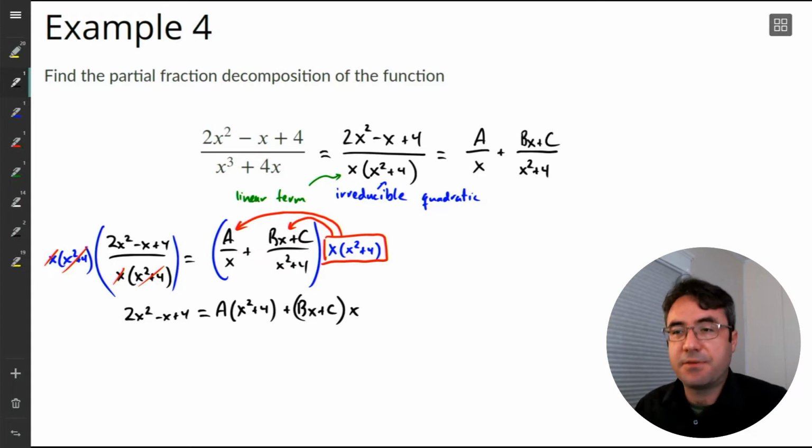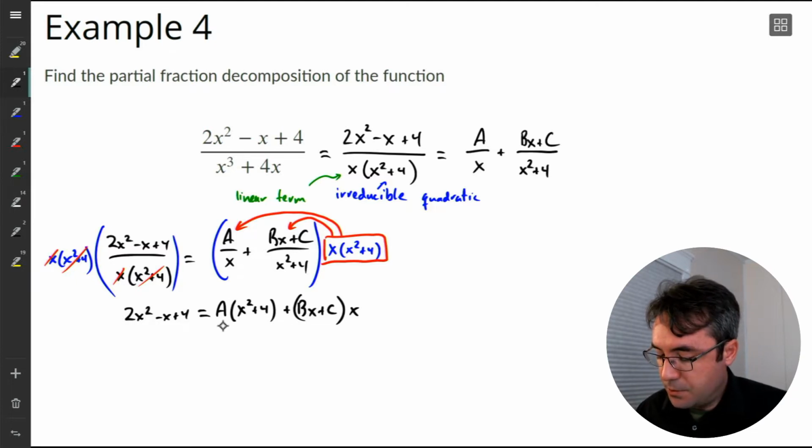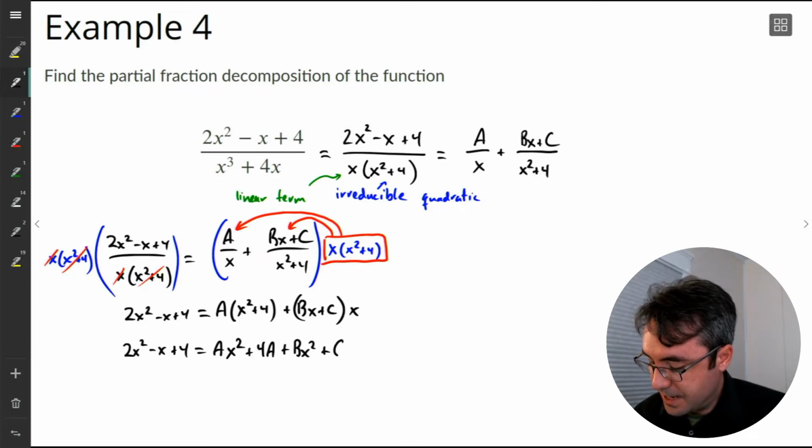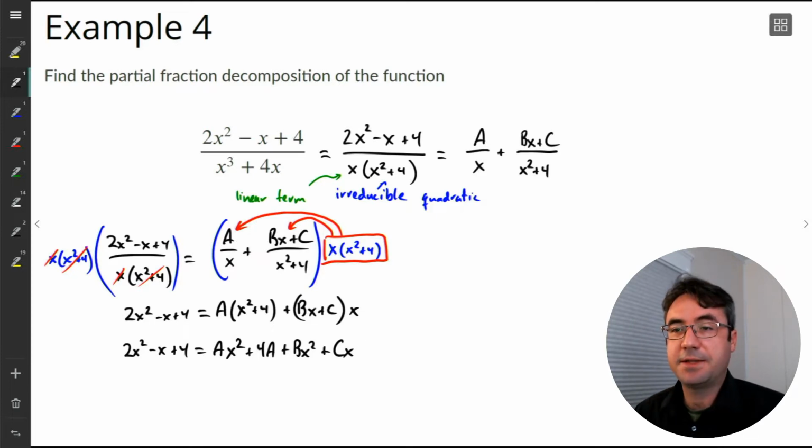Just to see something different, let's try the comparing coefficients method. And how we're going to do that is we're going to just multiply everything out here on the right. Won't do anything on the left just yet, but let's multiply everything out on the right. So we get a times x squared plus 4a, and then we get plus bx squared plus cx, and we distribute all that.